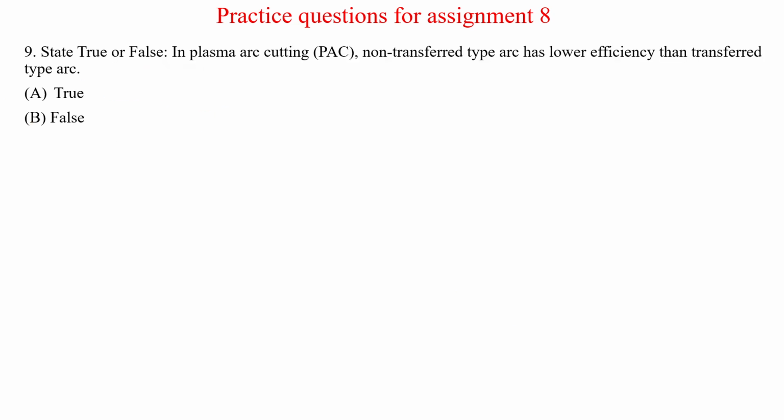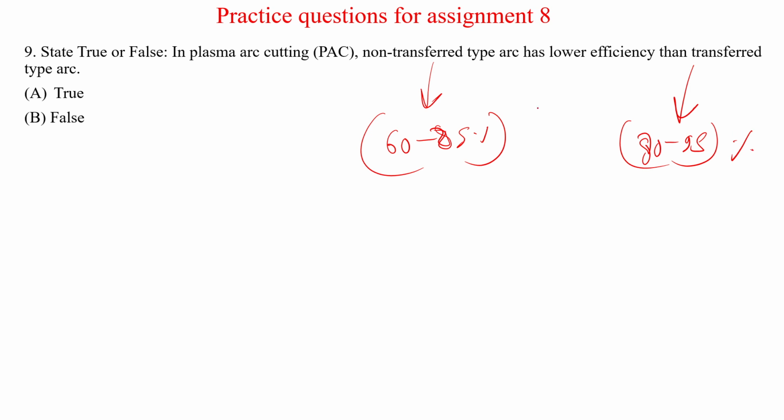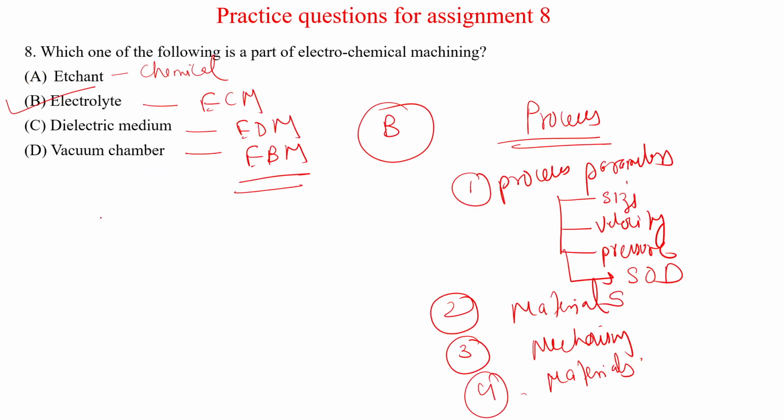Okay, next question is 9. State true or false. In plasma arc cutting, non-transfer type has lower efficiency. Yes, we know that in non-transfer type the efficiency is around 60 to 85%, and in transfer type it is around 80 to 95%. So it is less, and the answer is true. Answer is A.